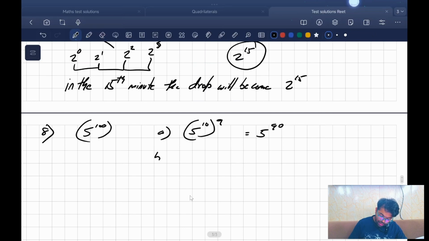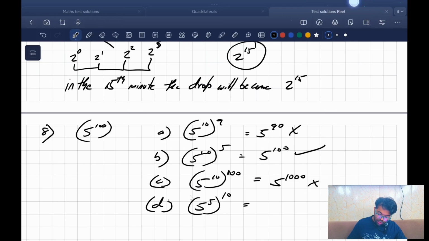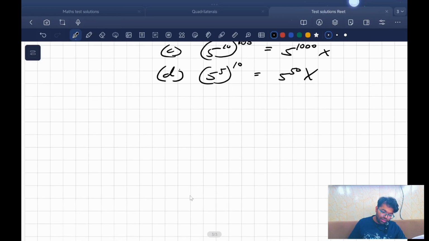The second option is what? 5 to the power of 20 the whole to the power of 5. What you are getting? 5 to the power of 100. This is correct. Now, see, 5 to the power 10 the whole to the power of 100 is how much? This is also wrong. And D, he is asking you 5 to the power of 5 the whole to the power of 10. What do you get? 5 to the power of 50. This is also wrong. Understood?